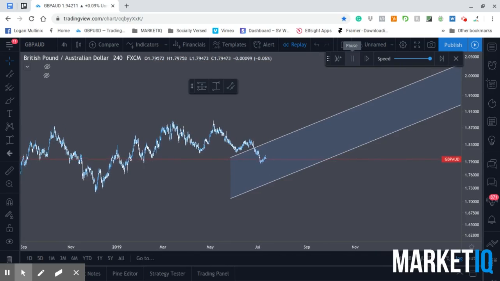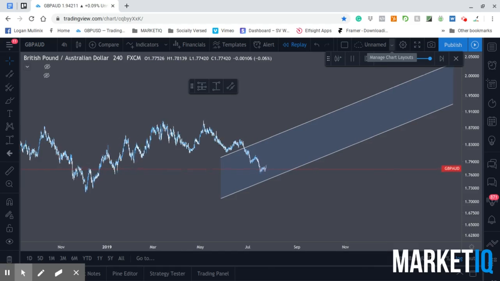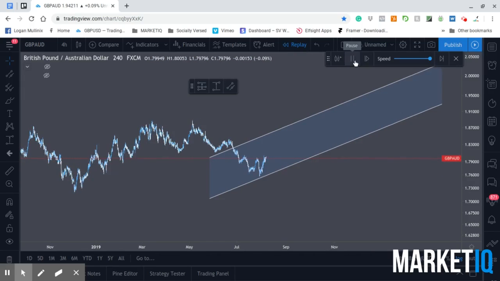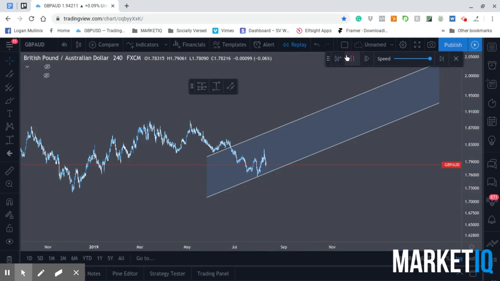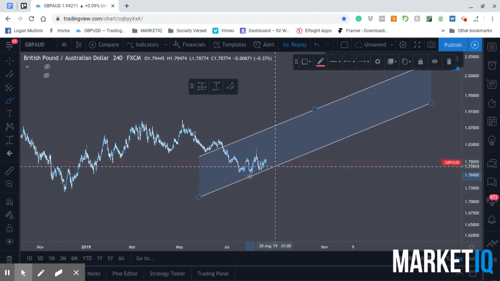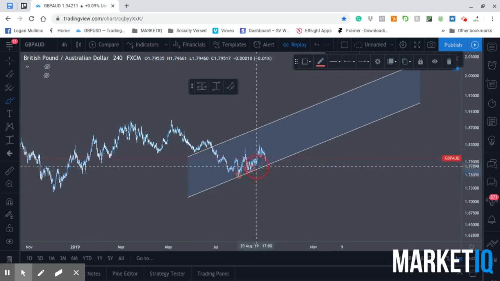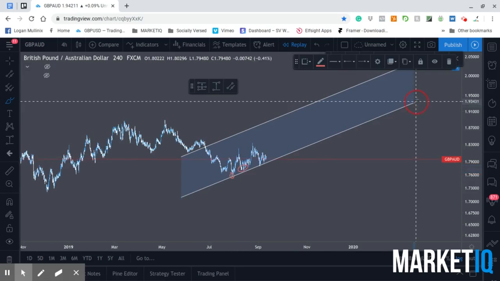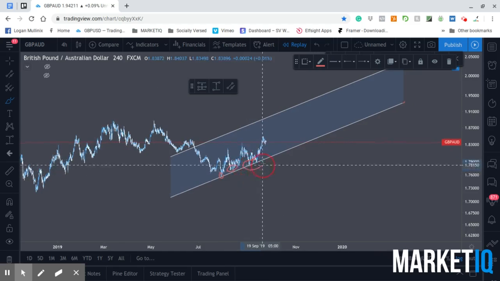Now, the other thing to remember is with channels, you can often see channels inside of channels, or continuation or reversal patterns that you'll look for in the channels. So there we have our first touch. Now I can obviously move this up just slightly. So we've got touch 1. This could be multiple touches right here. Let me move it up just a little. Right there's some more touches. So there's your touches that confirm your channel.